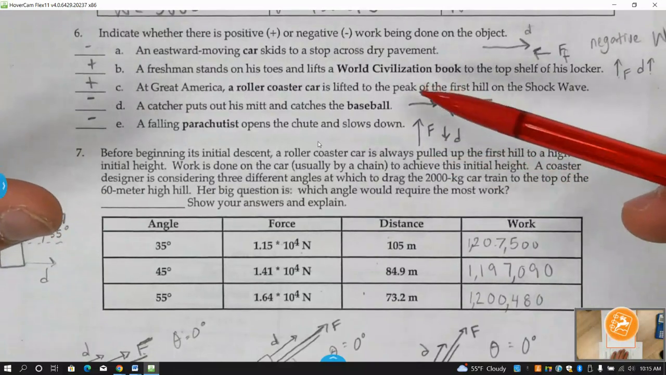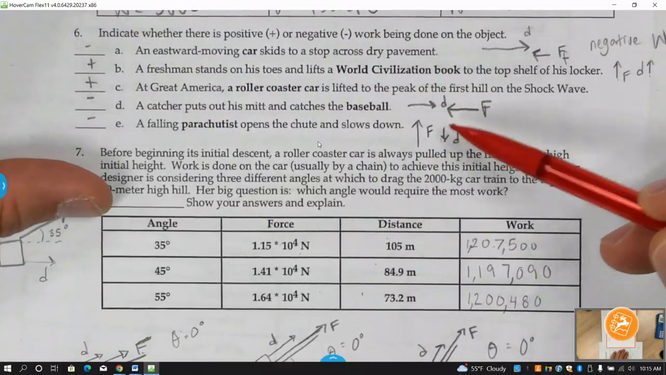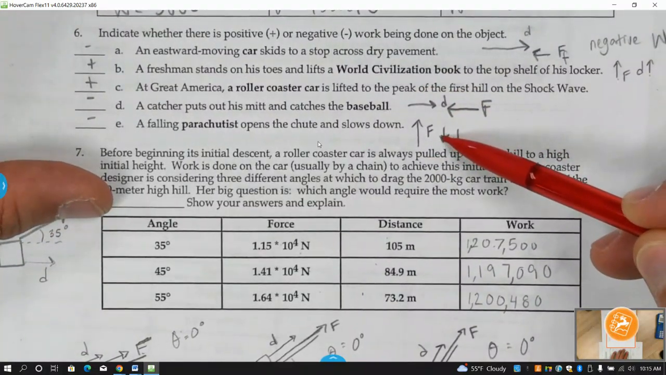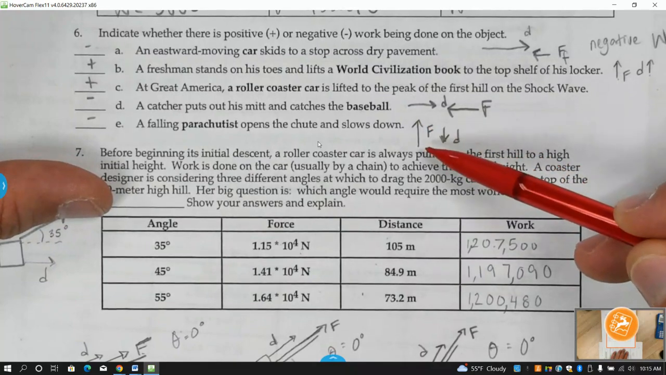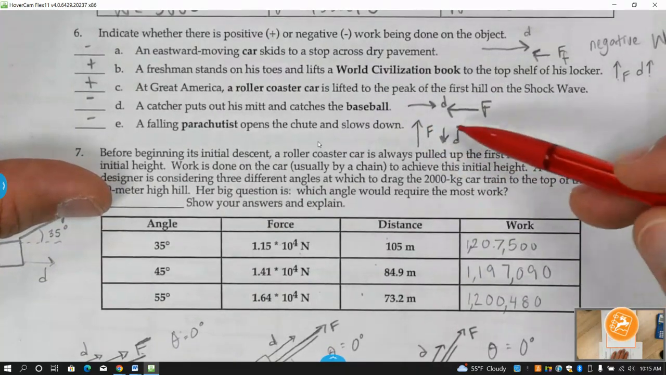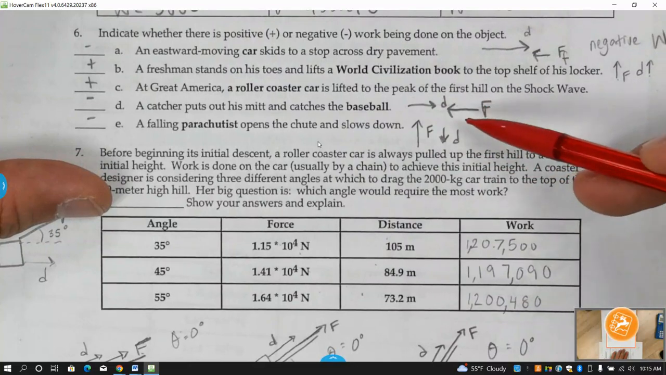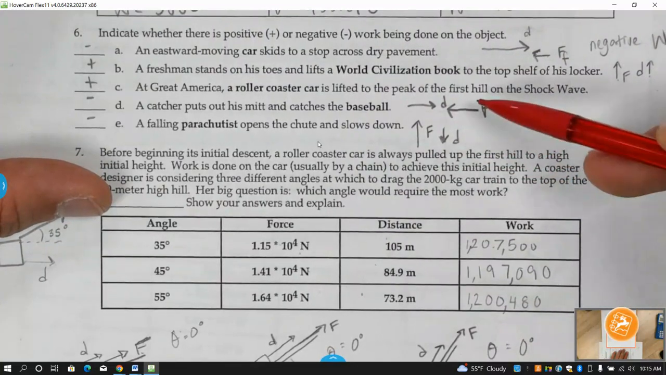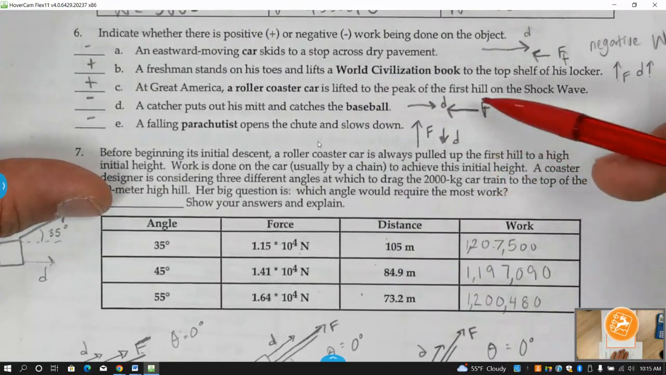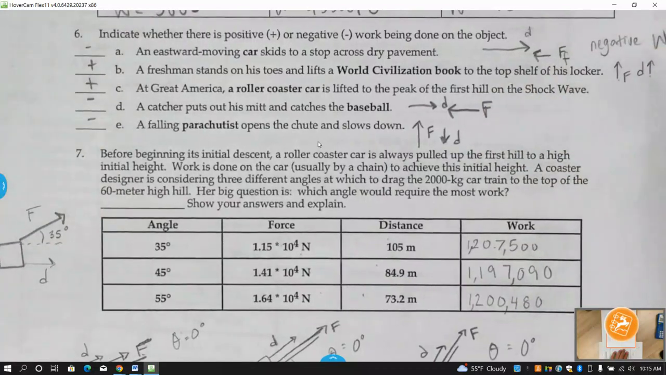All right, so you open your parachute, and it slows down. There's an increase in air resistance force that this thing is going to catch. So the force upward is causing you to slow down, but you're still falling downward as you're skydiving. So this is why it is negative work.